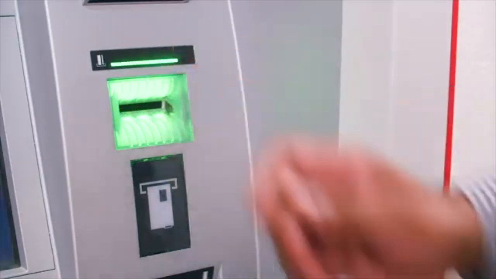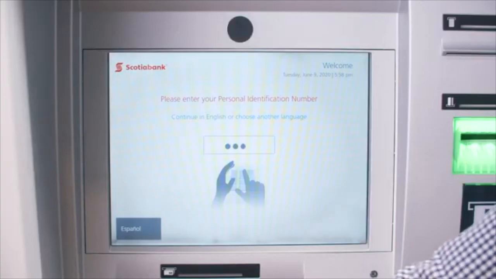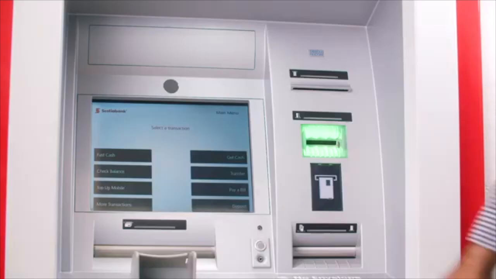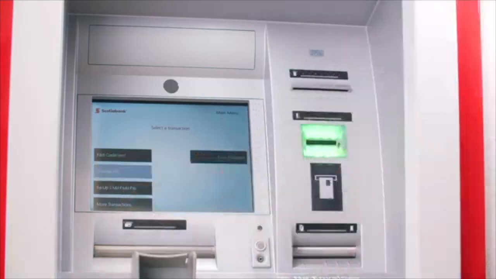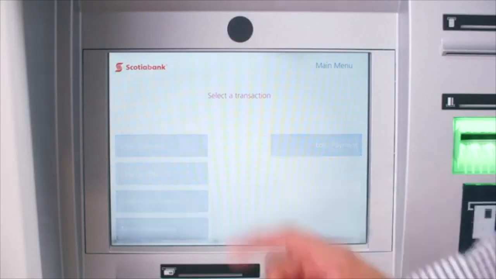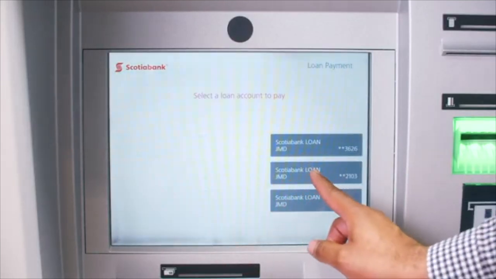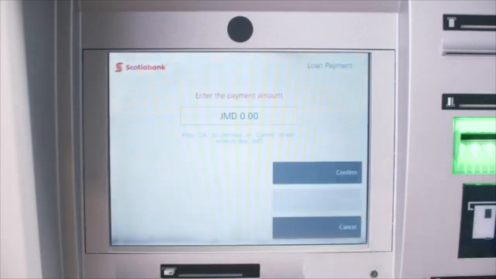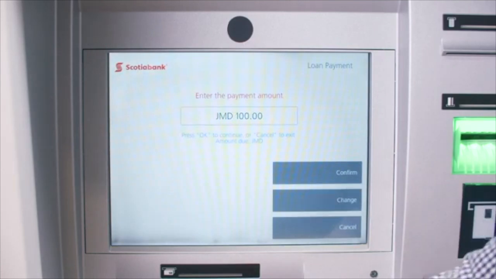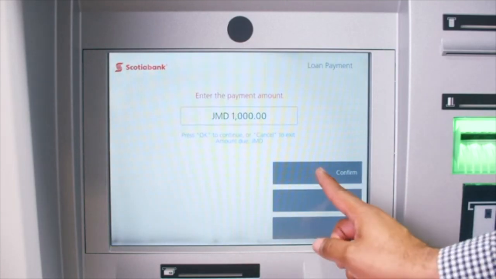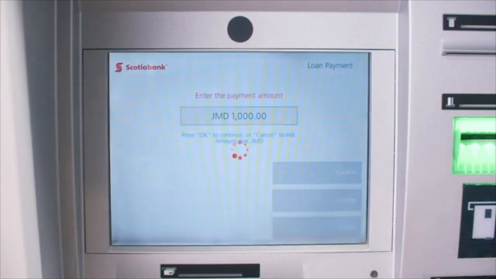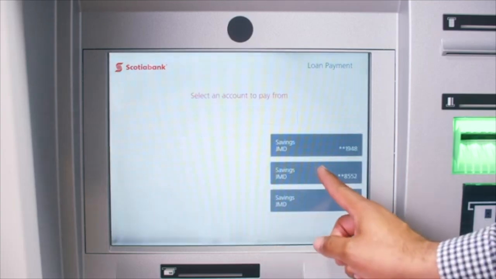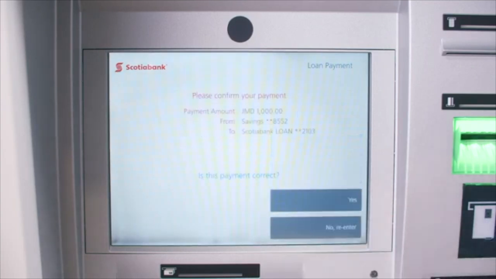Insert your card. Enter your 4-digit PIN. Select More transactions. Select Loan payment. Select the loan account you wish to pay. Enter the payment amount and confirm. Select an account you wish to pay from.